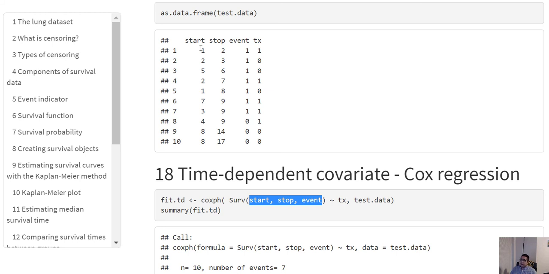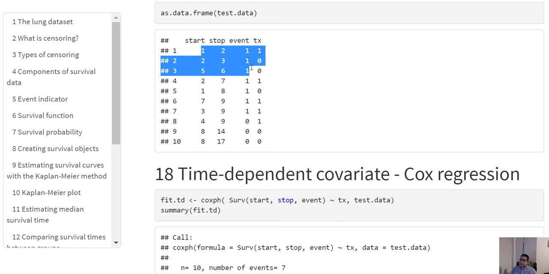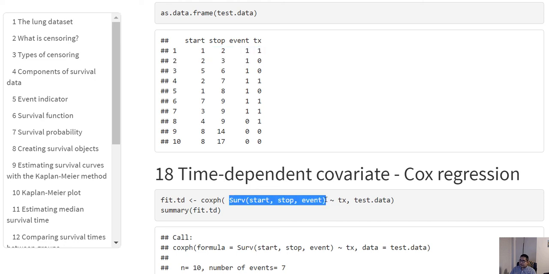So for example, this person started at 1. Say for example, from 1 week to 2 weeks there was an event, from 2 weeks to 3 weeks there was another event, from 5 weeks to 6 weeks there was another event. And so in the Cox model we are now again using the Surv function, but this time we are having two different measurements of time.